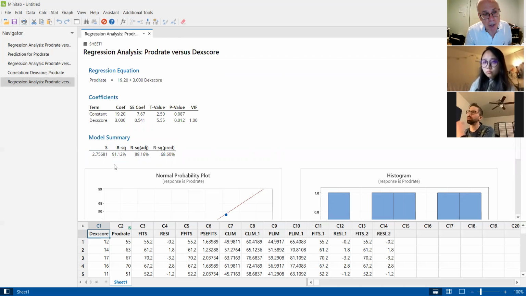Now, for a simple linear regression, this is not true for more than one predictor variable. We're only dealing with one predictor variable. Only for one predictor variable can you take the correlation and square it and get R squared. What R squared is, it's a measure of the following. It takes the regression model and says, how much of the variation of Y is explained by this regression model? And in this case, it's a very high percentage, 91.12%.